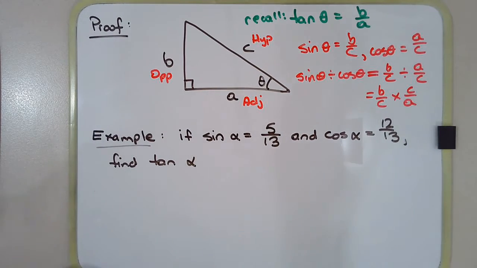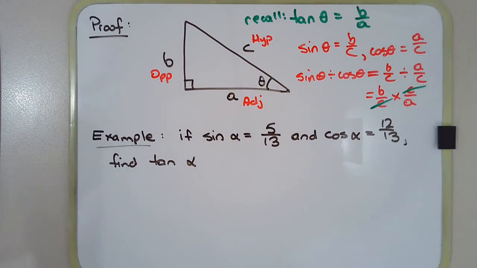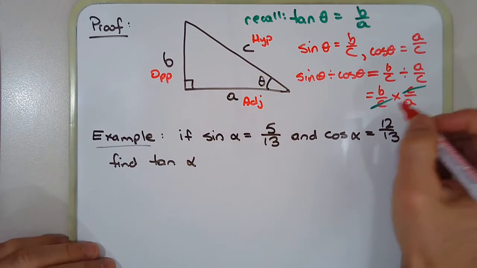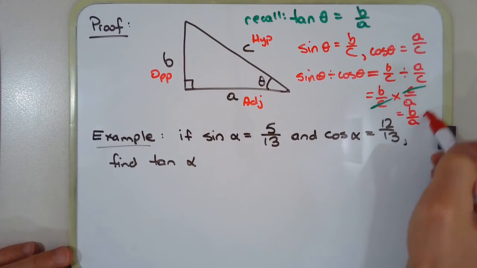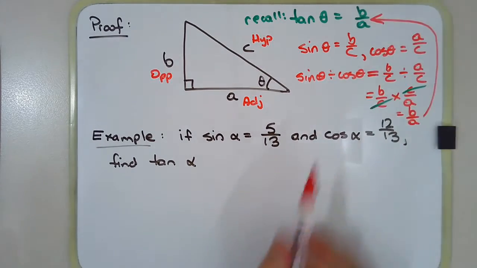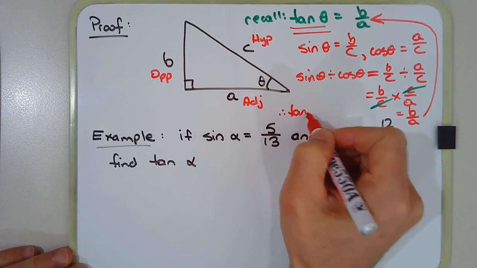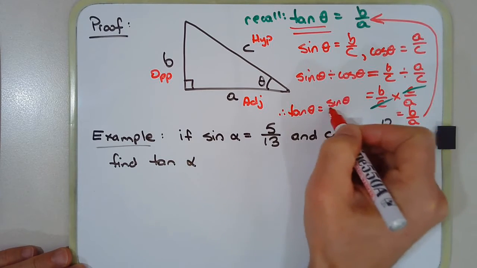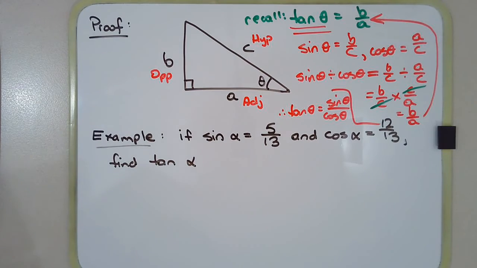And who could have guessed what's going to come up next? The C's cancel, so they disappear. And we're left with B over A. B over A is all the way back there. Tan of theta. So we can now see that sine of theta divided by cos of theta is equal to tan of theta. So there's a basic proof.